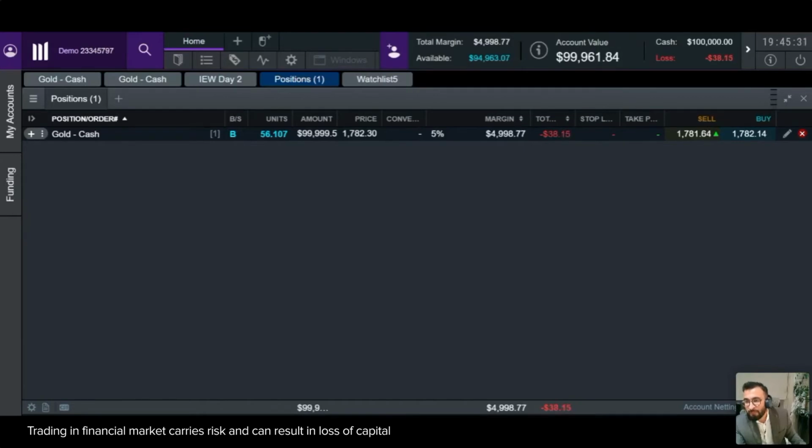Okay, so I hope the math is clear when you're calculating your profits and losses, right? So if right now I have purchased at 1782, gold goes to 1797, that means almost $15, $16 up. $15, $16 multiplied by 56, whatever is the actual profit, that is going to be, right? So now you know how to calculate your profits and losses.